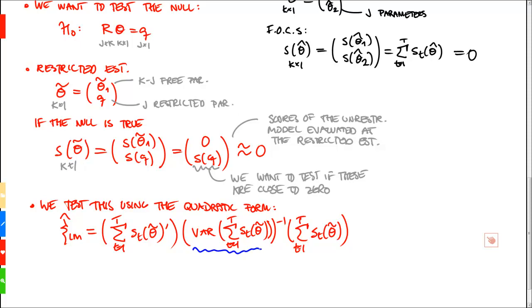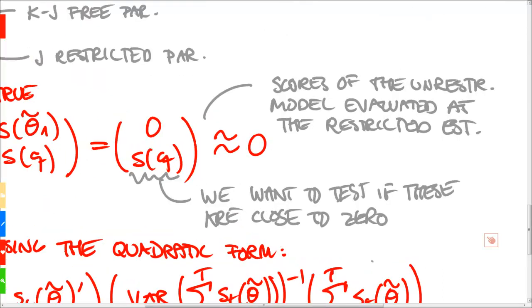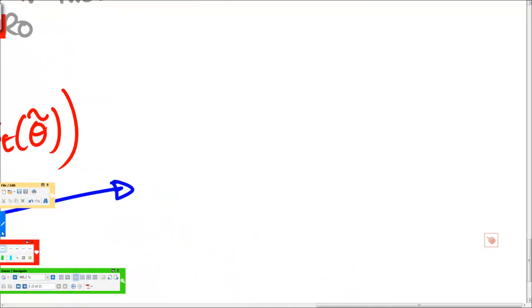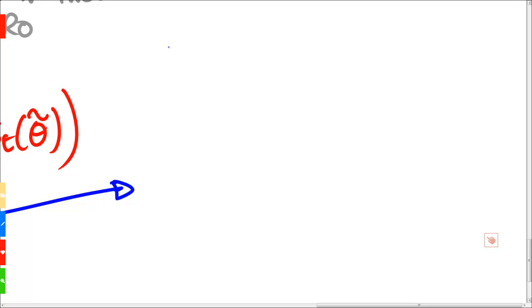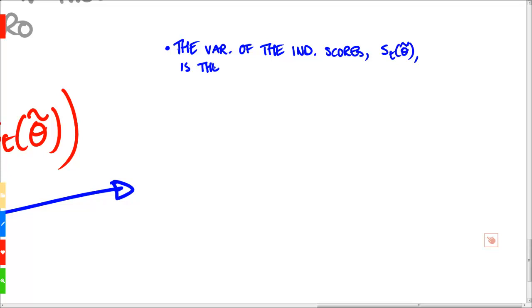Now, let's very briefly look at how we can derive an estimator of the variance of the individual scores. And we do that here. We zoom in a bit. Let me just decrease the pen a bit. So the variance of the individual scores, that is s_t of theta tilde, is given by the information evaluated at theta tilde, and this is just the expected outer product of the scores like this.